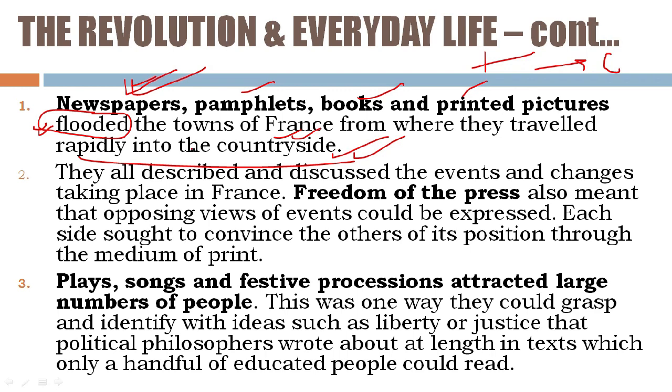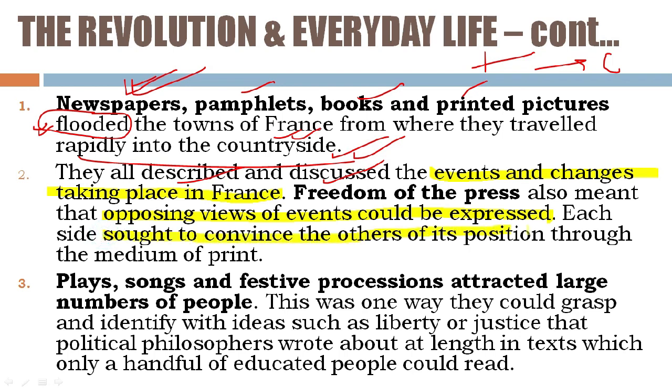the abolition of censorship. Next we see, students, that they all described and discussed the events and changes taking place in France. What did they discuss? They discussed the revolution. They discussed the changes taking place in France. Freedom of the press also meant that opposing views of events could be expressed. Each side sought to convince the others of its position through the medium of print.